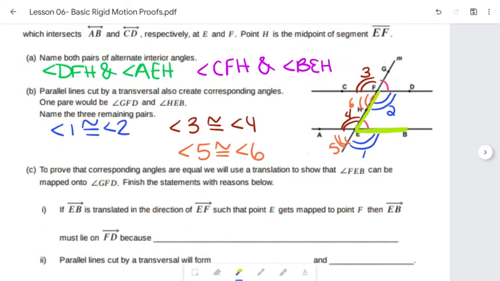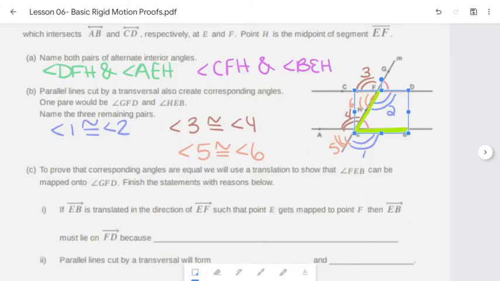All we want to do is translate. Just remember, translation is our sliding motion. We're translating EB in the direction of EF. So along that pattern, we're going up along that line such that E gets to point F. Then we'll see what happens. I'm just sliding along the path of EF until E gets to F. Notice my angle is exactly the same after that translation.